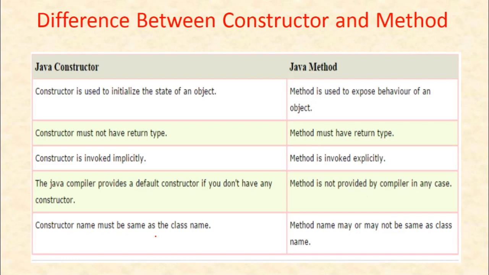A constructor name must be the same as the class name. A method name may or may not be the same as the class name. So this is the difference between a constructor and a method. It will help us understand the very close differences between those two, because we are saying that a constructor is also a method, so there are very small differences between these two. So that is what a constructor is. It helps us reduce the length of the code, or understand the code in a better way. So that's all from this tutorial.